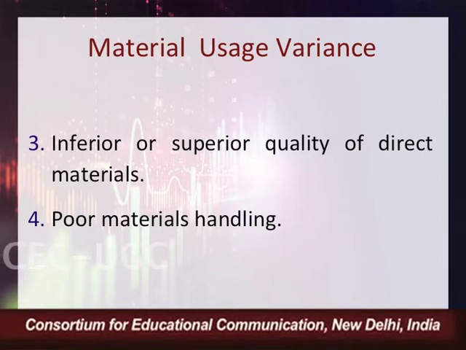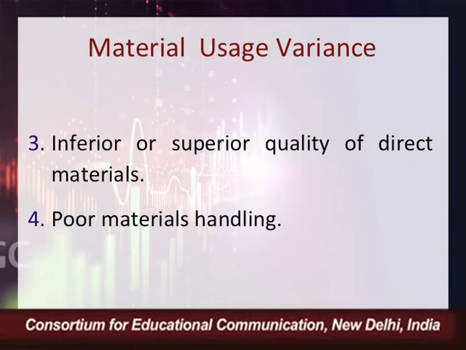The next possible reason for material usage variance can be inferior or superior quality of direct material. Whatever material you are purchasing, either it is of inferior or superior quality as compared to your standards. Whatever is decided in the standard, either I bought a product which is inferior to what the standard says, or it may be superior to what my standard says. In both situations, the variance is bound to happen. The variance is bound to come.